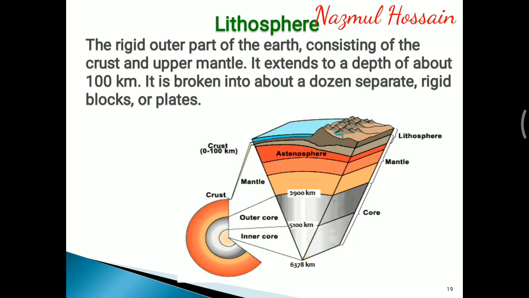Now we will talk about the lithosphere, the rigid outer part of the earth consisting of the crust and upper mantle. It extends to a depth of about 100 kilometers. It is broken into about a dozen separate rigid blocks or plates.